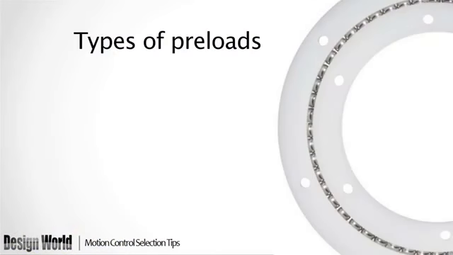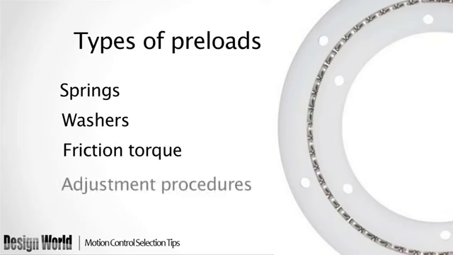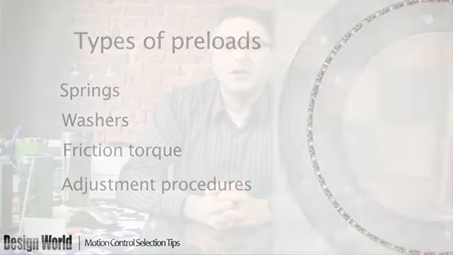When bearings operate without any load or under light loads and at high speeds, preload should be imposed to provide a minimum load on the bearing to prevent bearing damage that may result from sliding movements of rolling elements. Preload can be accomplished in several ways, including the use of springs, washers, friction torque, or adjustment procedures, among others.